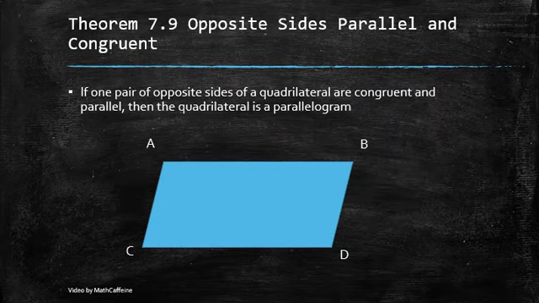In Theorem 7.9, if one pair of opposite sides of a quadrilateral is congruent and parallel, then the quadrilateral is a parallelogram. For example, if we know side AB is congruent to and parallel to side CD, then we know that quadrilateral ABCD is a parallelogram.